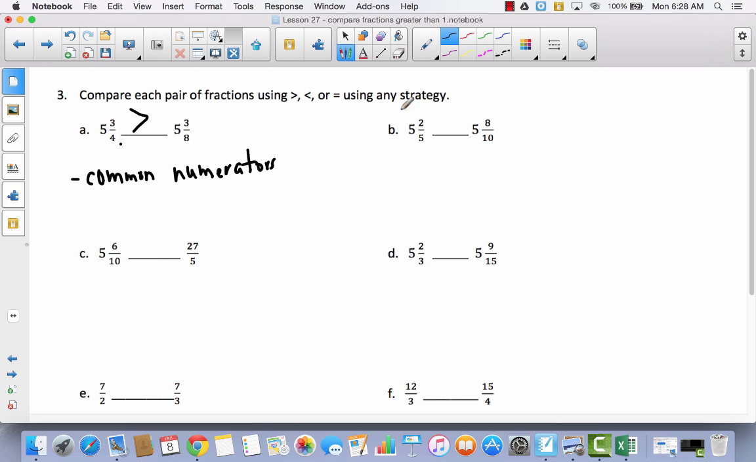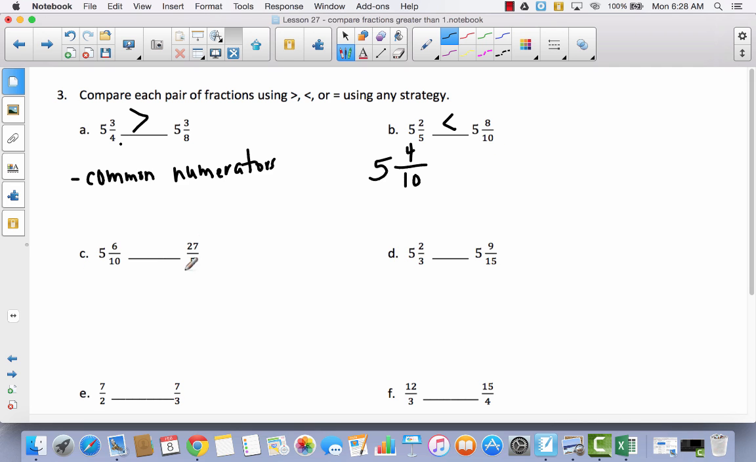Okay, for this one, I've got 5 and 2/5, and I've got 5 and 8/10. Well, because these are 5s and these are 10ths, it would be pretty easy to double these and say, okay, well, I'm going to double the fifths and make those 10ths, and I'm going to double the numerator and make those fourths. So 5 and 4/10 would be less than 5 and 8/10.